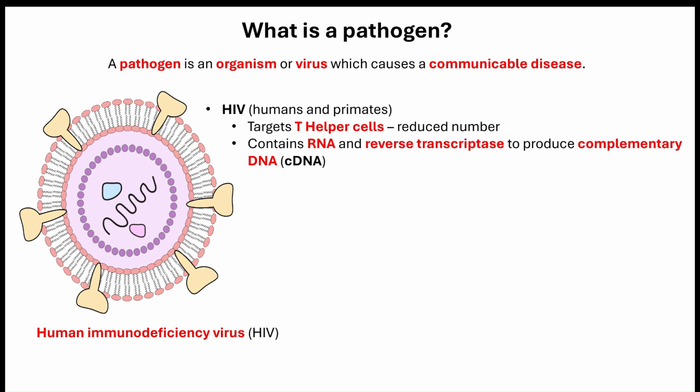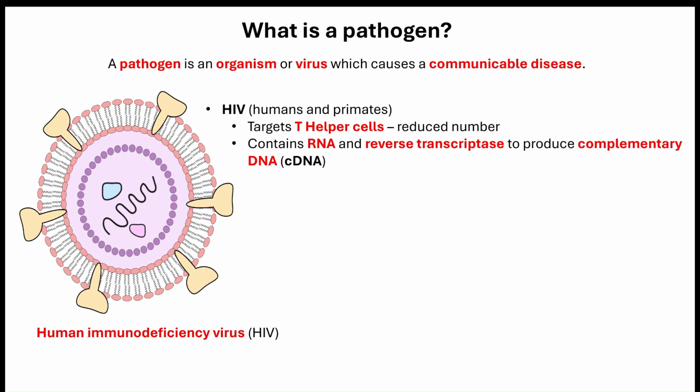The human immunodeficiency virus actually contains RNA, but not only does it have RNA, it also has other enzymes present. Now, one of the enzymes you need to know about is called reverse transcriptase, and you'll learn more about that in Module 6 when you're looking at manipulating genomes.